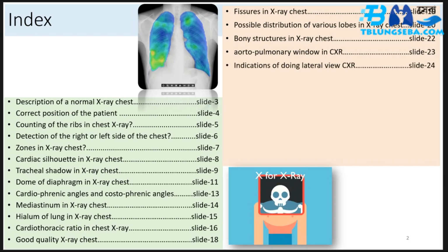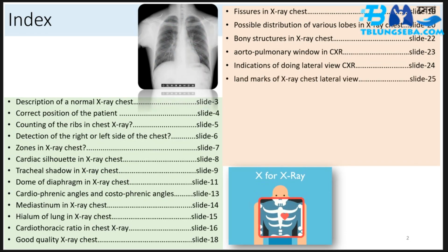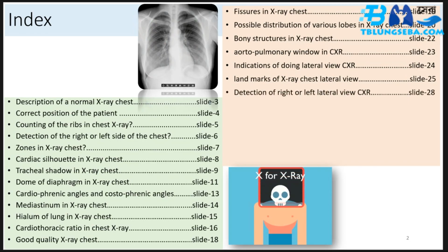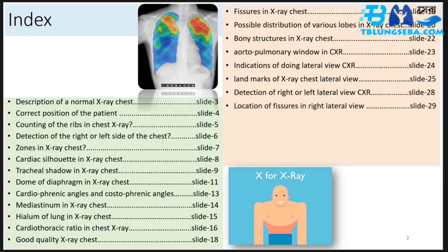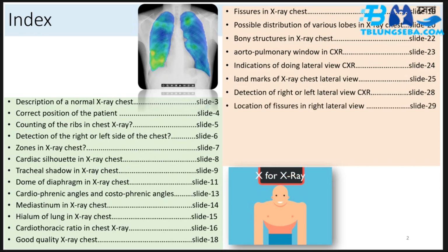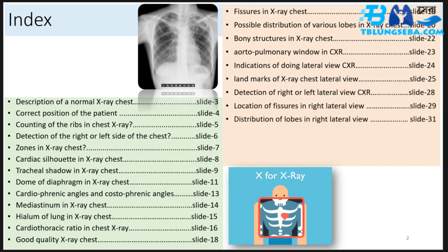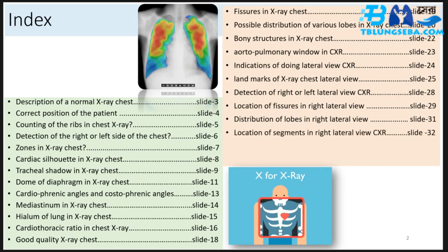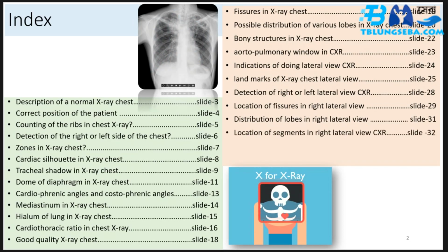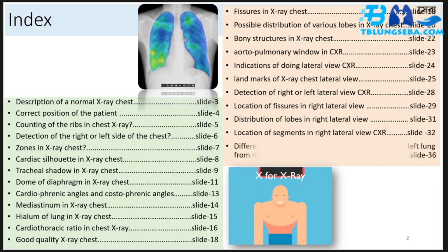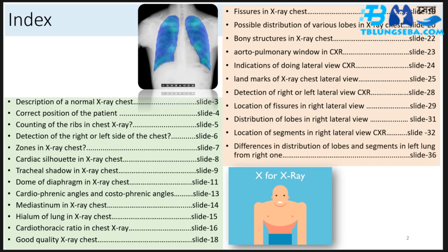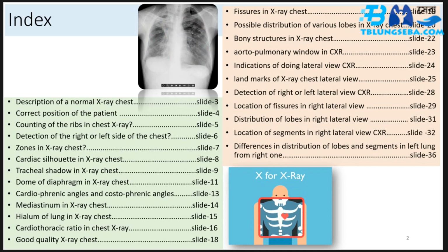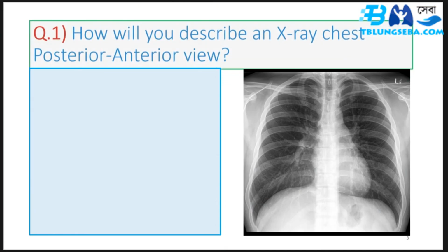Indications of doing lateral view CXR, Slide 24. Landmarks of X-ray chest lateral view, Slide 25. Detection of right or left lateral view CXR, Slide 28. Location of fissures in right lateral view, Slide 29. Distribution of lobes in right lateral view, Slide 31. Location of segments in right lateral view CXR, Slide 32. Differences in distribution of lobes and segments in left lung from right, Slide 36.